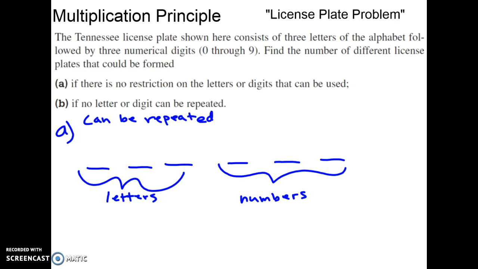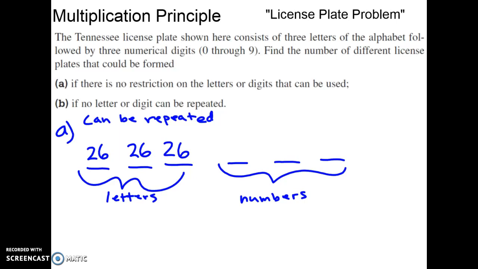Okay, now this is going to require you to know how many letters we have to choose from. Okay, but they can be repeated. So for this first option, I can choose any of the 26 letters in the alphabet, and then it can be repeated. So the second choice, I can use all 26 letters, and for the third choice, I can do all 26 letters.